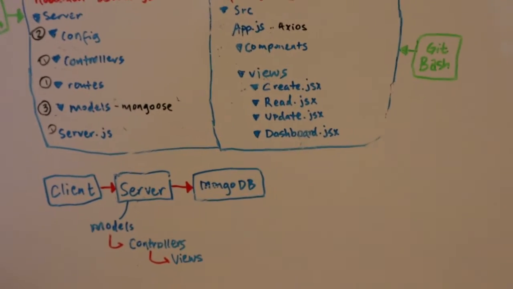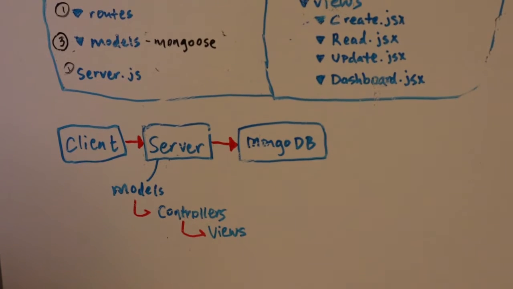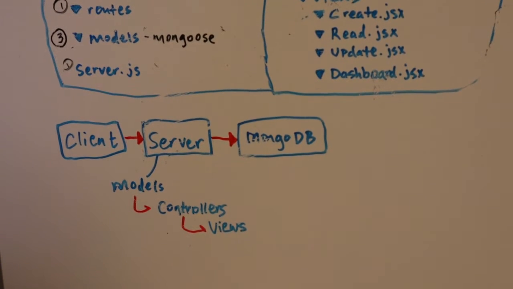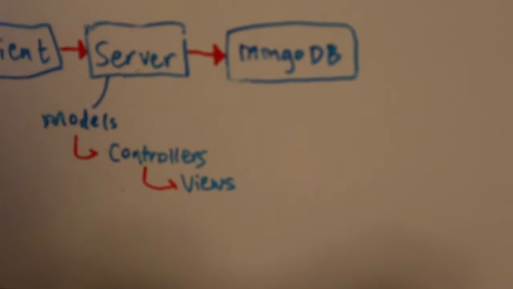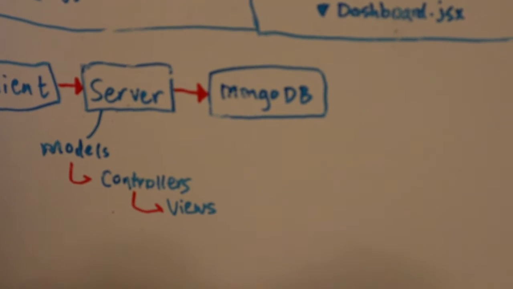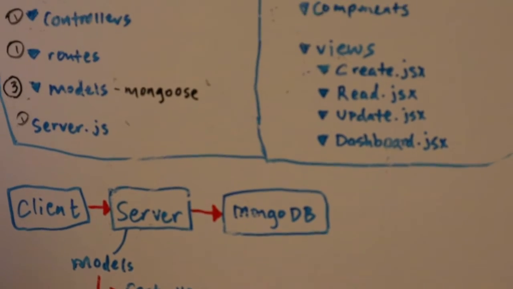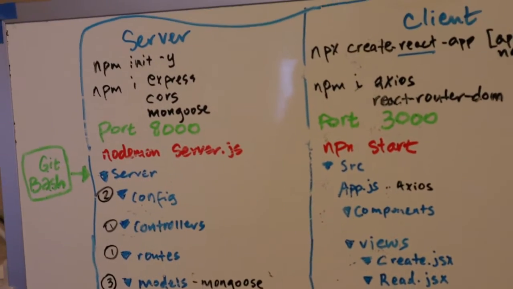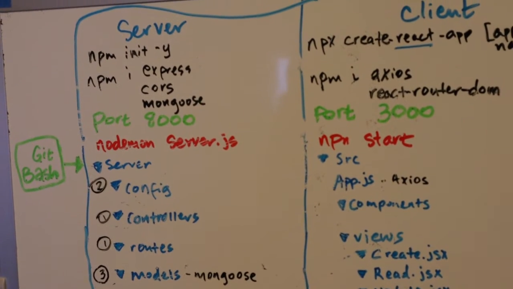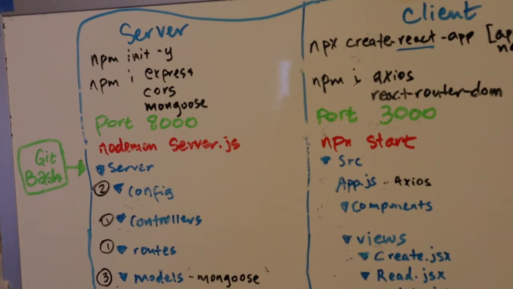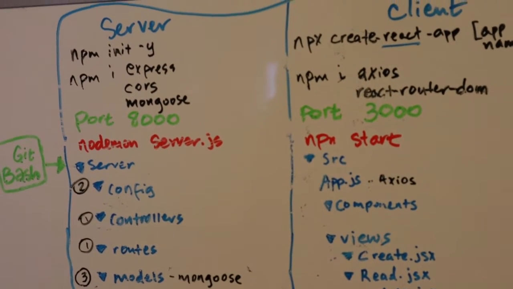So the movement of information would be from the client to the server, and then within the server, models to controllers to views, and then from the server to MongoDB. Okay. MERN stands for MongoDB, Express, React, and Node.js.